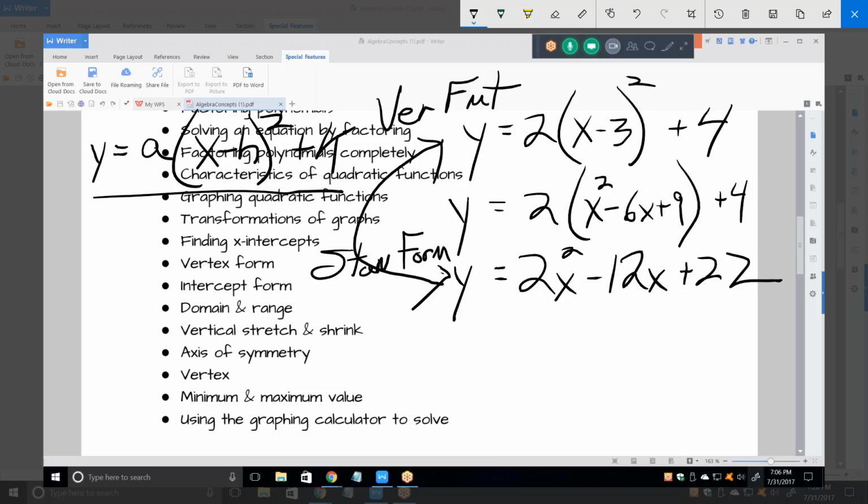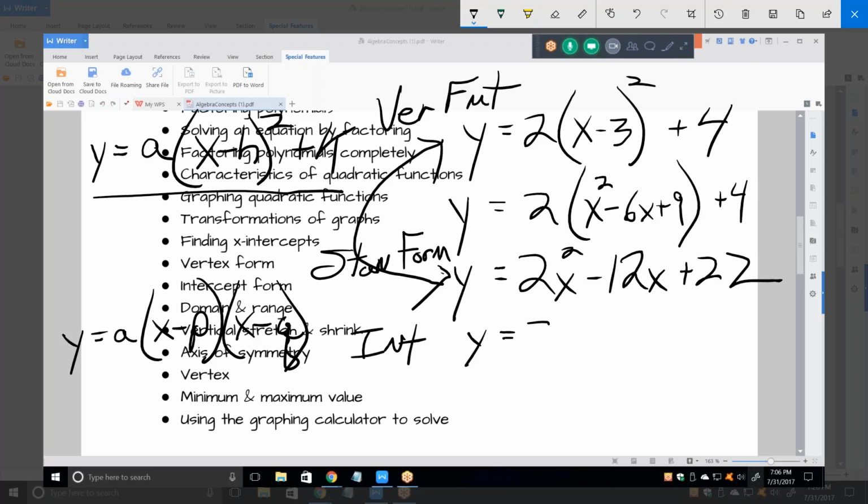Okay? And I can do the same thing with intercept format. Remember what intercept format is. It's y equals some number times x minus p times x minus q, where p and q are the intercepts. I don't use h and k, which are the coordinates of the vertex. That's why it's called vertex format. This is intercept format because it's showing me the intercepts. And an example of this might be 2 times x minus 6 times x minus, let's make it 4. Now, again, what this tells me directly is that my x-intercepts are at 6 and 4. In other words, your x-intercepts are what makes that 0 and that 0.